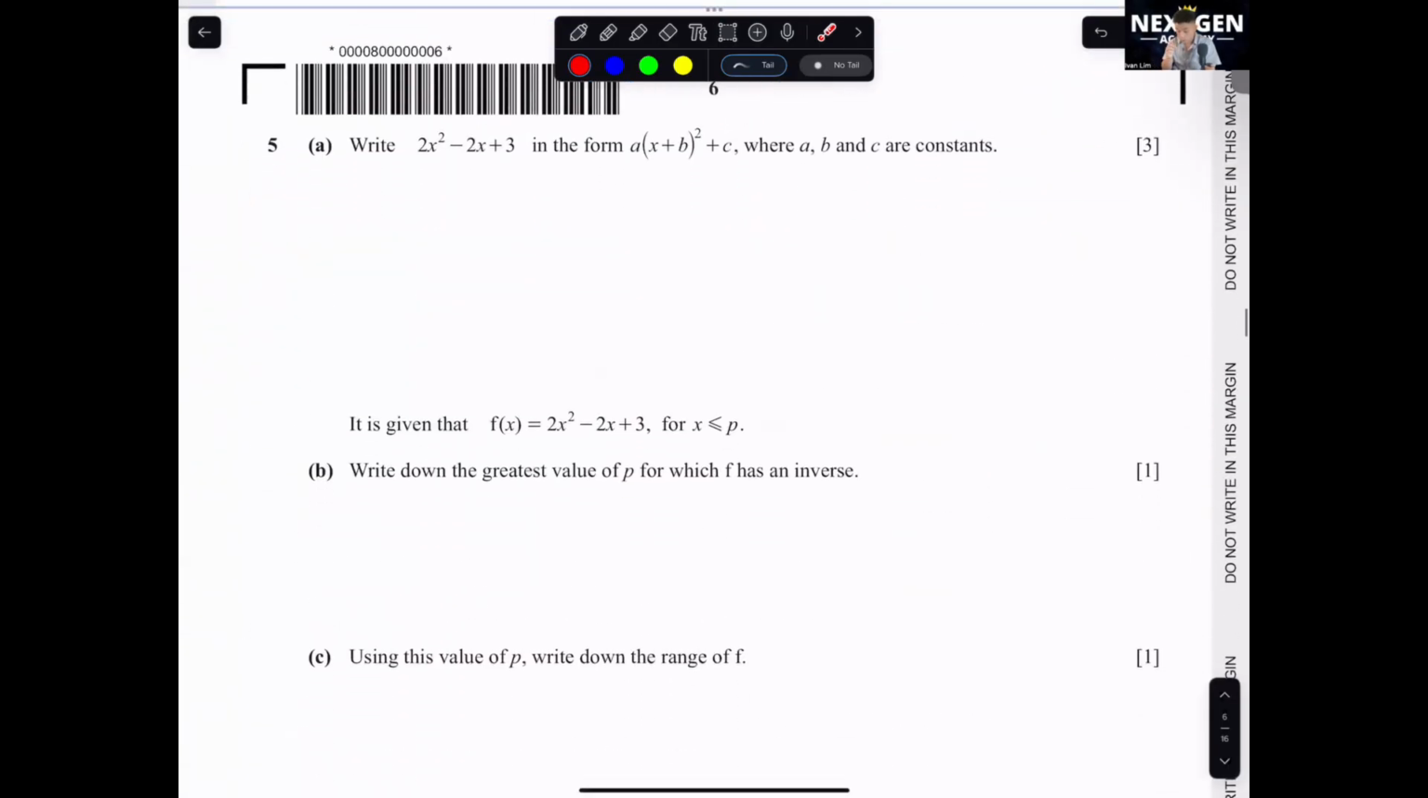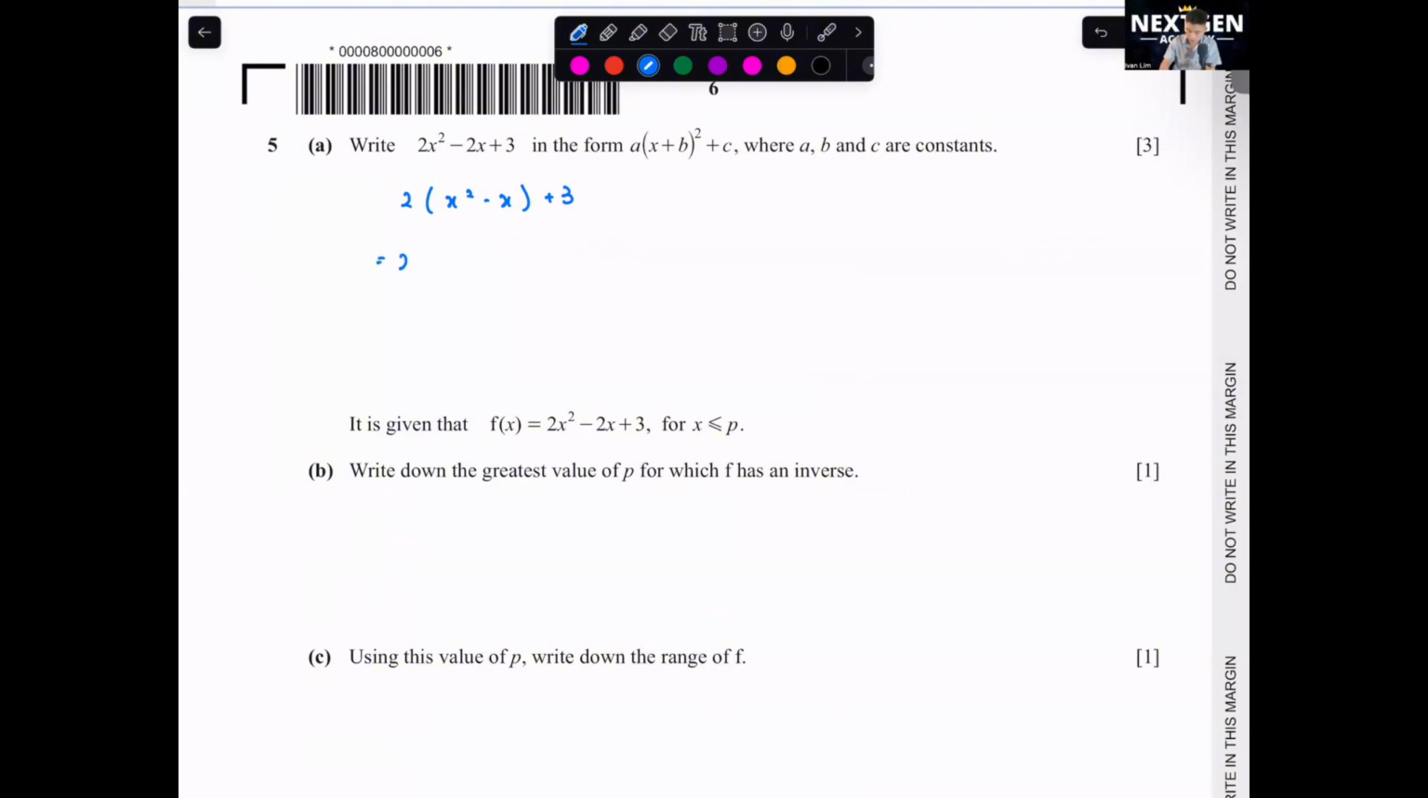Okay, number 5. Write 2x squared minus 2x plus 3 in the form a bracket x plus b bracket squared plus c, where a, b, and c are constants. This is completing the square form. So we have to do completing the square for 2x squared minus 2x plus 3. First thing I'm going to do is factorize 2 from the first two terms: 2 bracket x squared minus x, plus 3.